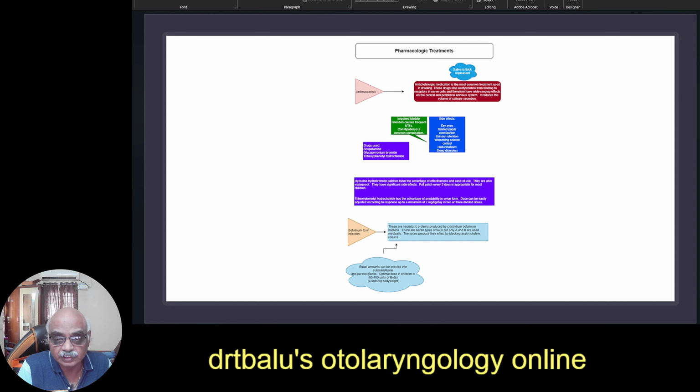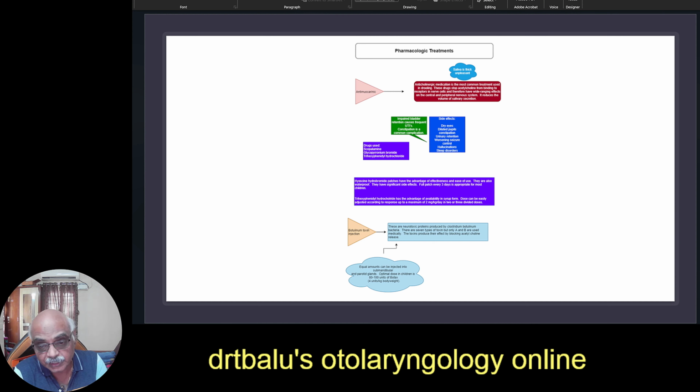Then botulinum toxin injection. This is actually derived from Clostridium botulinum bacteria. There are seven types of botulinum toxin, but only types A and B are used medically. These toxins produce their effect by blocking the release of acetylcholine. So equal amounts of botulinum toxin, that is A and B, are injected into the submandibular and parotid glands. The optimal dose in children happens to be 80 to 100 units of Botox. That is 4 units per kg body weight.